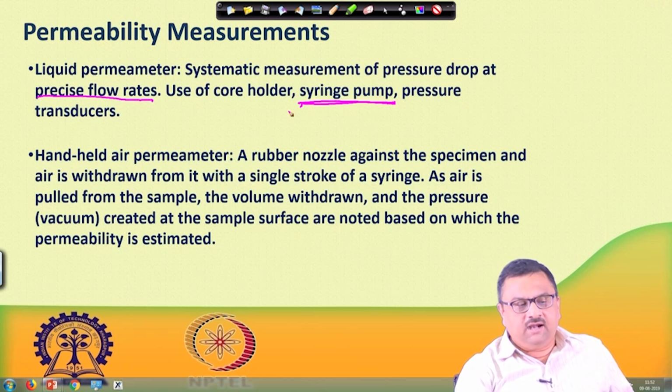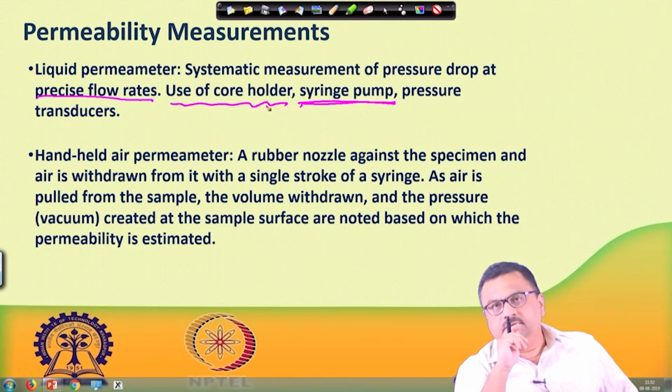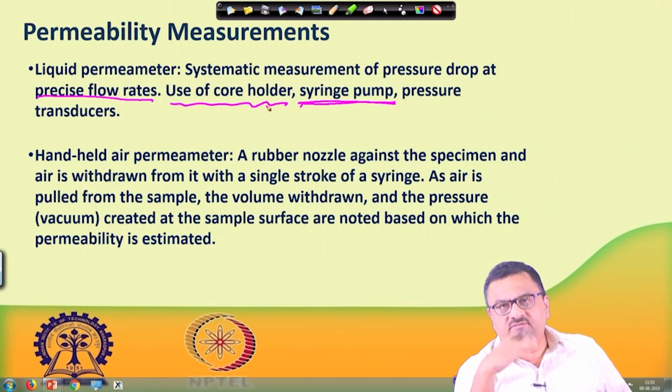porous medium. And one can use a core holder if you are to measure the permeability of the core without disturbing the core. One can put it in a core holder, using rubber sleeves so that there is no leakage through the side. So, there are ways to measure this permeability.